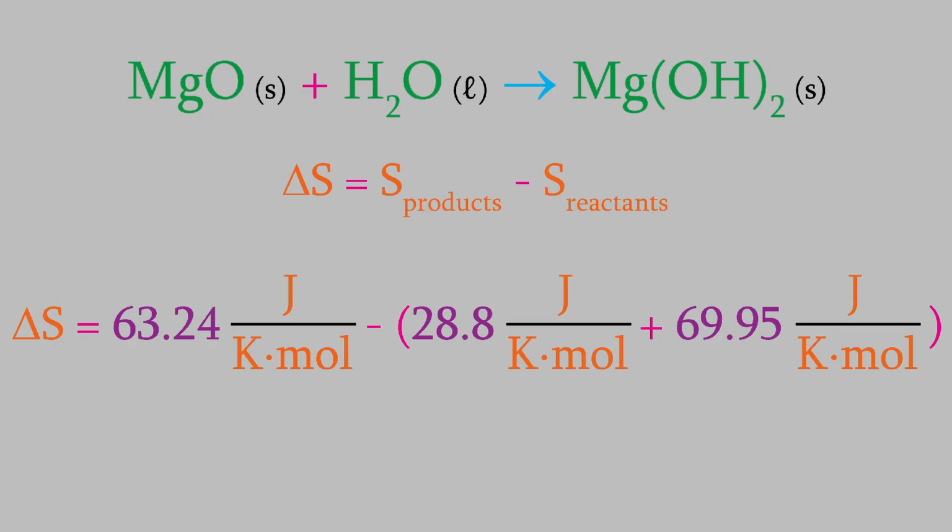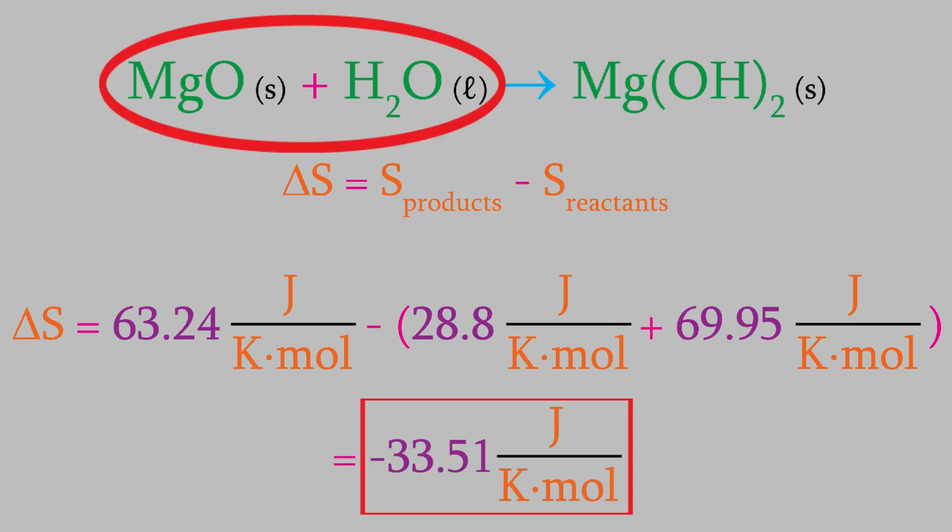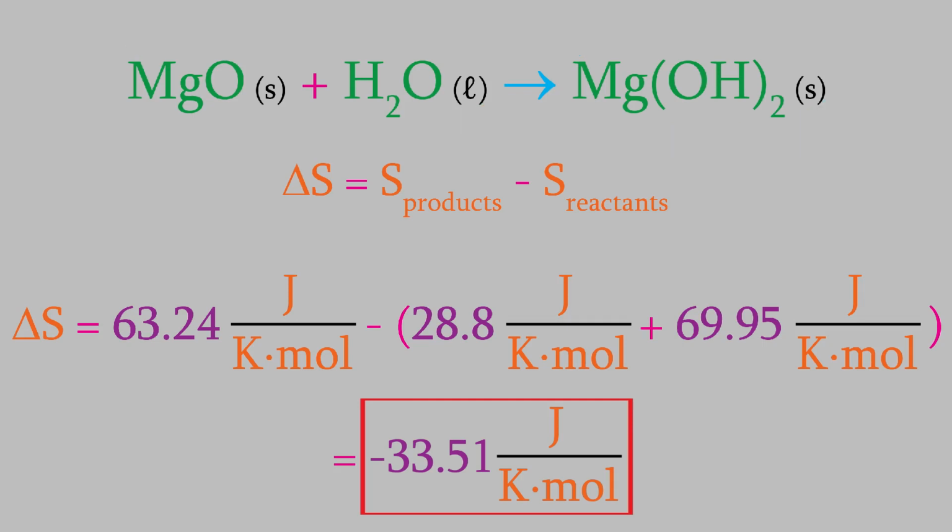Anyway, when we solve this equation, we find that the entropy change for the reaction is negative 33.51 joules per Kelvin mole. Notice that the entropy change is a negative number. That means that the amount of disorder is decreasing. That makes a lot of sense. If you look at the reaction, we started with 2 compounds and ended with just 1. As a result, we'd expect the amount of disorder to decrease. Also, notice that we started with a solid and a liquid, and we ended with just a solid. That's another reason we'd expect the disorder to decrease. And that's exactly what we got from our calculation.